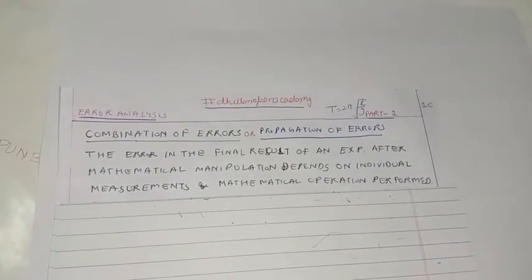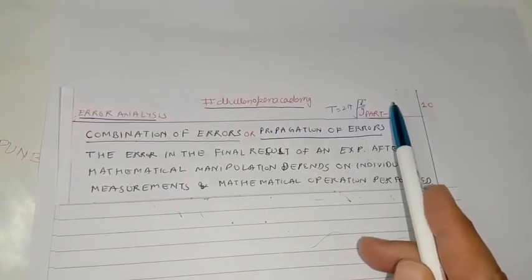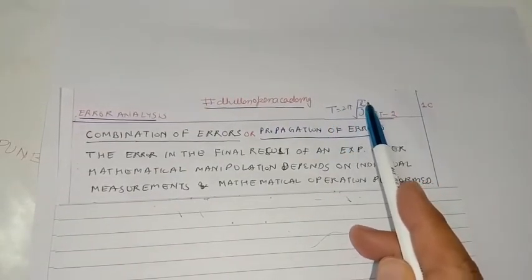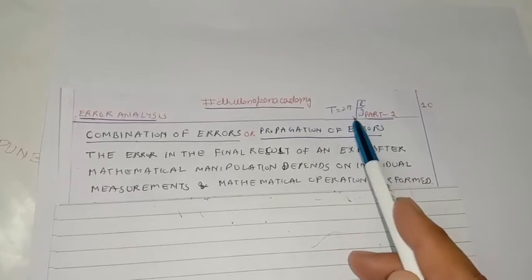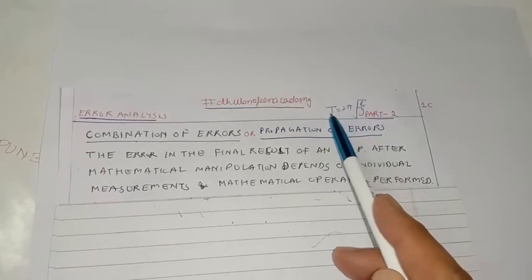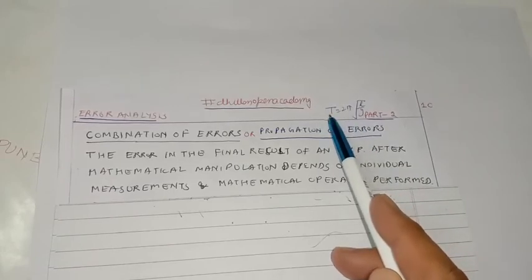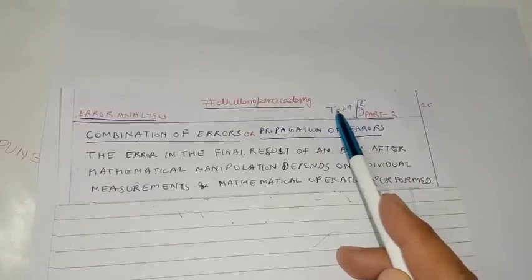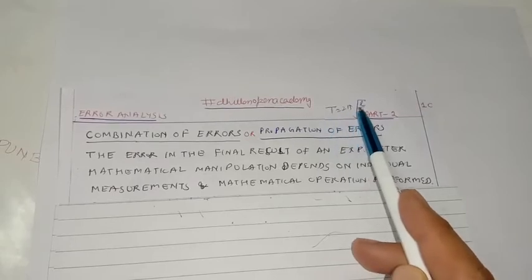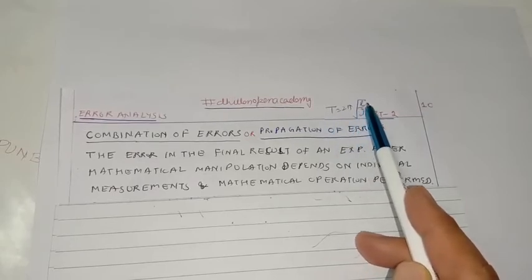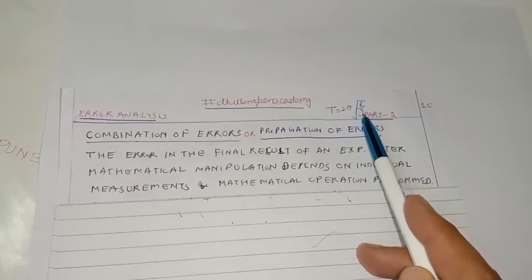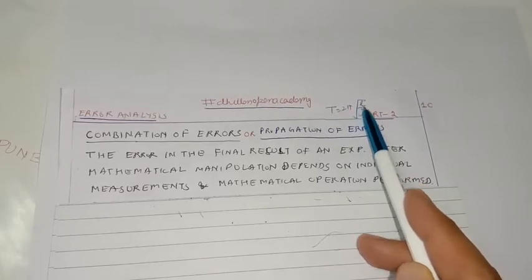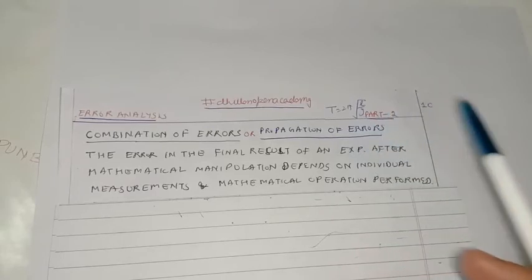So if you want to measure the time period, we have to measure the length as well as the acceleration due to gravity, take the square root, and then multiply with 2 pi to get the time period. 2 pi is a constant. So any error in the time period depends upon the error in the measurement of length, in the measurement of acceleration due to gravity, their ratio, and then taking the square root.